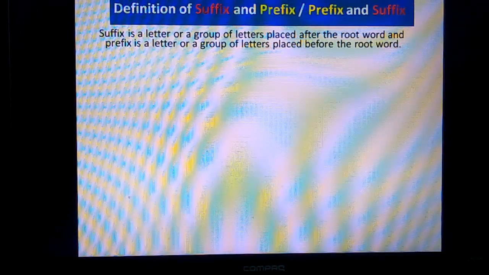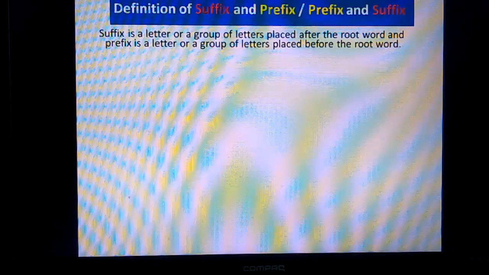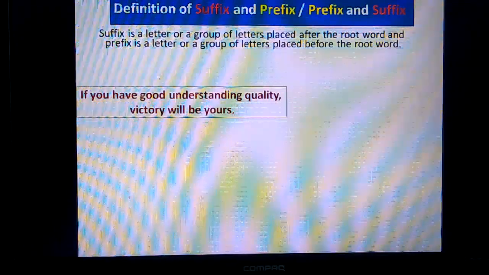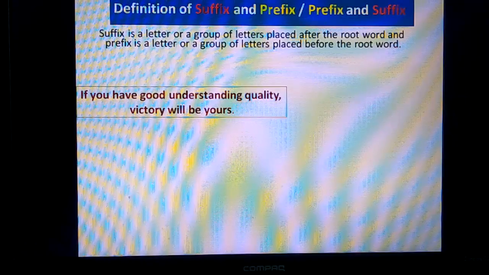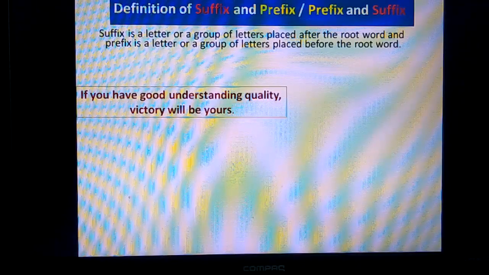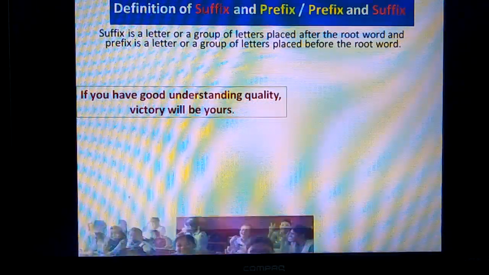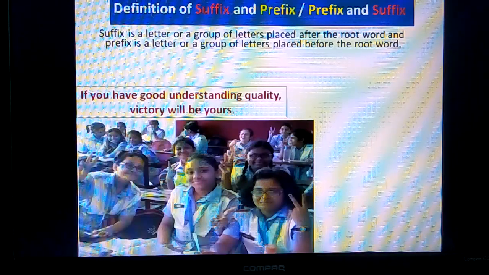You do have a good understanding skill. If you have good understanding quality, victory will be yours. Wherever you move, you have to have good understanding quality to get your victory in favor of you. So, our students have good understanding qualities and they have their victory always.